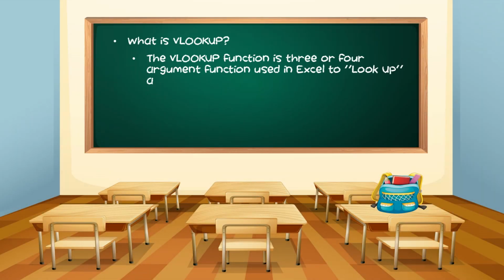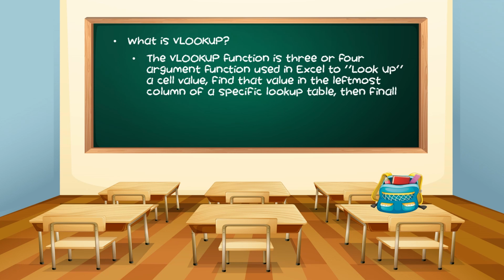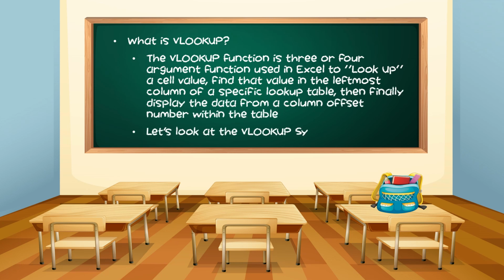What is VLOOKUP? The VLOOKUP function is a 3 or 4 argument function used in Excel to look up a cell value, find that value in the leftmost column of a specific lookup table, then finally display the data from a column offset number within the table.